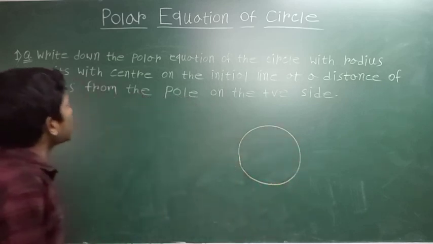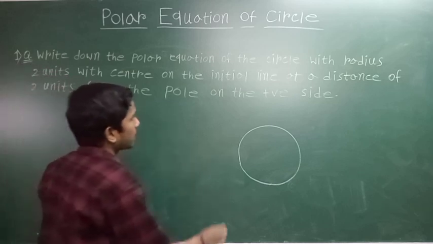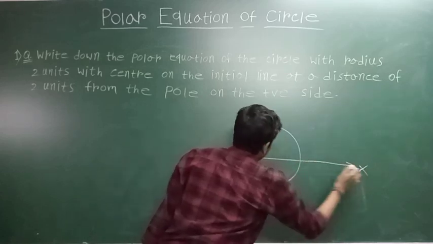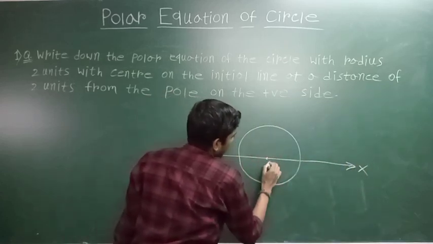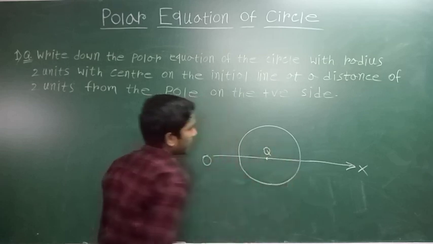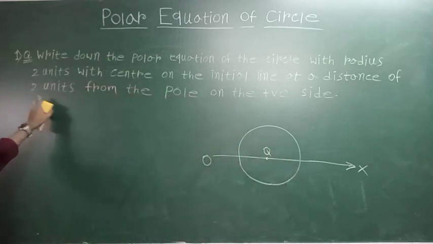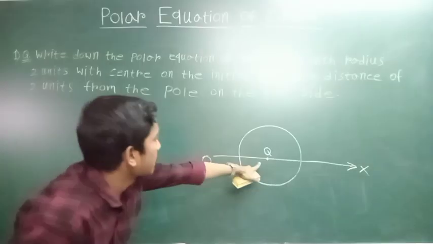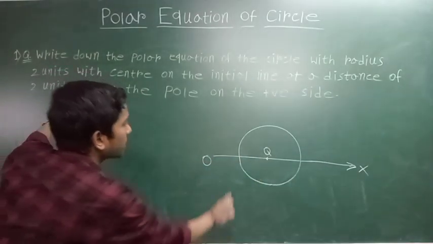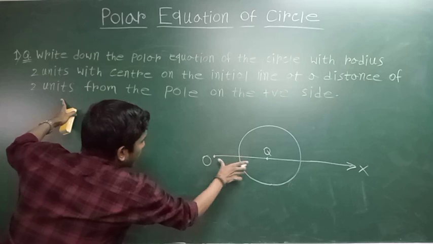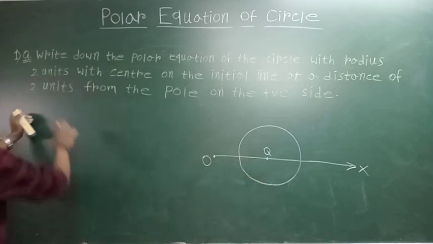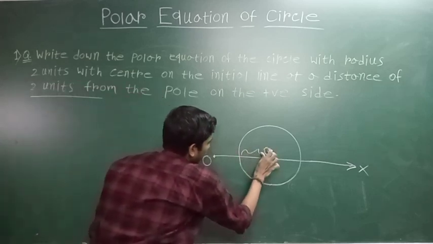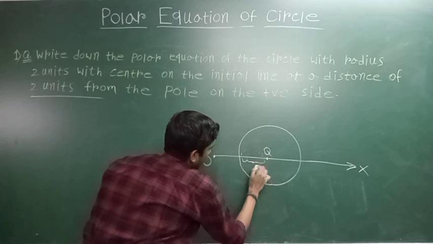Okay, now we are told that its radius is 2 units and the center lies on the initial line. So if this is our initial line OX, say this is the center Q. Okay, now one more thing is told here, that is we are given that the radius is 2 units and also the center is at a distance of 2 units from the pole. If this O is pole, then the distance between the center and the pole is 2 units. We are given that. So we can say that this distance is nothing but the radius of the circle, and this is also given 2 units.